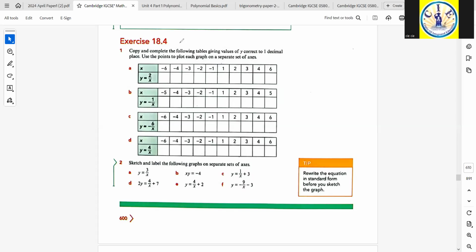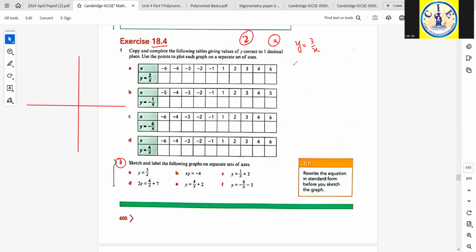Exercise 18.3, 18.4, and now it is question number 2. Sketch and label the following graphs on separate sets of axes. So this is the y-axis, this is the x-axis, and we start off labeling them. It's part A that we are going to solve. Let's have its table of values first. Y is equal to 3 divided by x, part A.